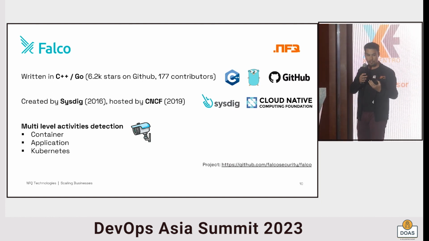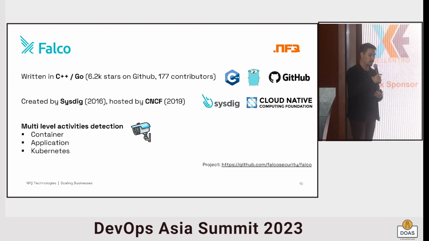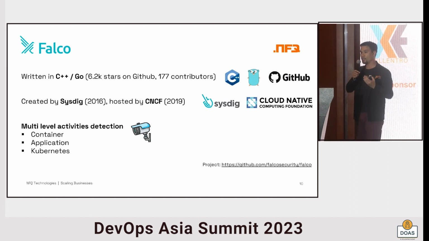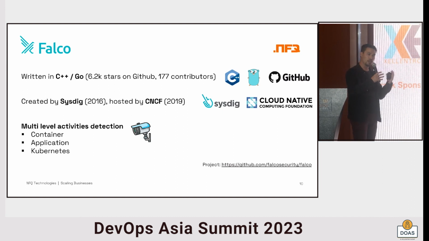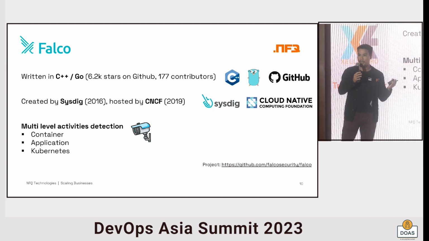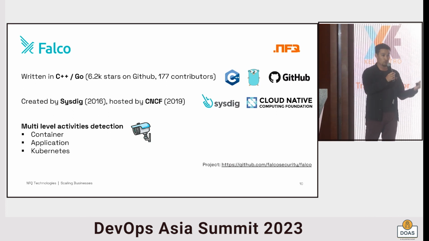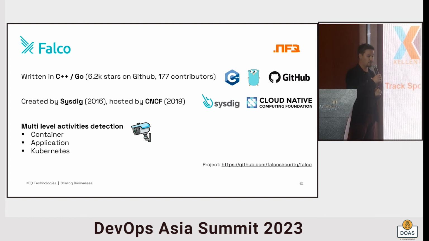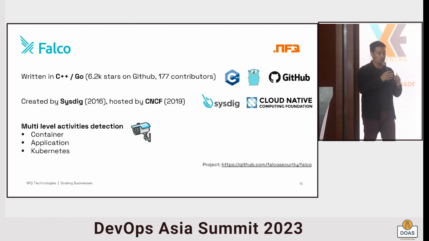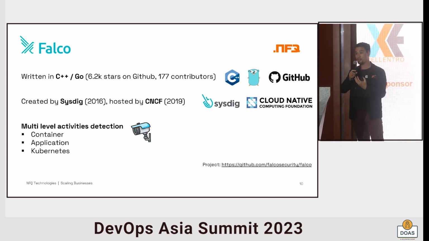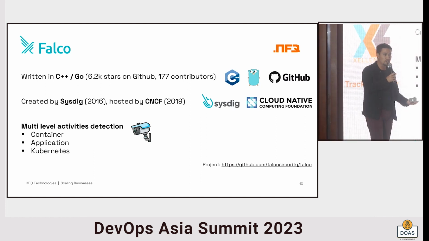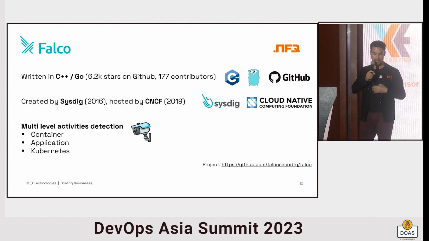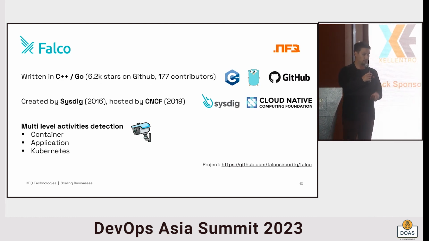Falco is a threat detection engine that has been written in Go and C++. It was initially implemented by Sysdig and then released to the community and joined the CNCF recently. Okay? So today it's a fully open source project that we can install on a cluster, we can also contribute, we can have transparent access to the issues log. Basically, Falco is able to analyze the activity of what is happening in a Kubernetes cluster at various levels. We can detect what is happening at the container level, at the cluster level, and also at the application level. And this is exactly what we are looking at.